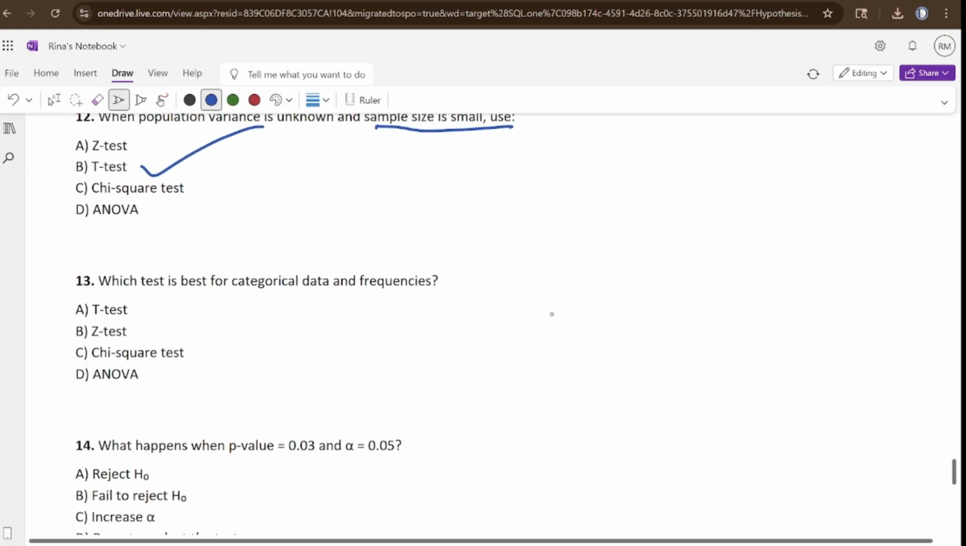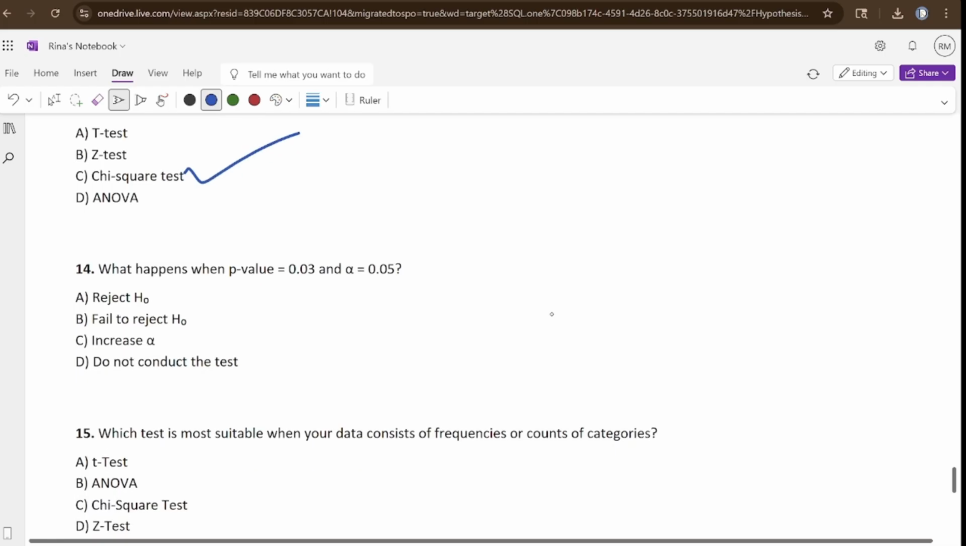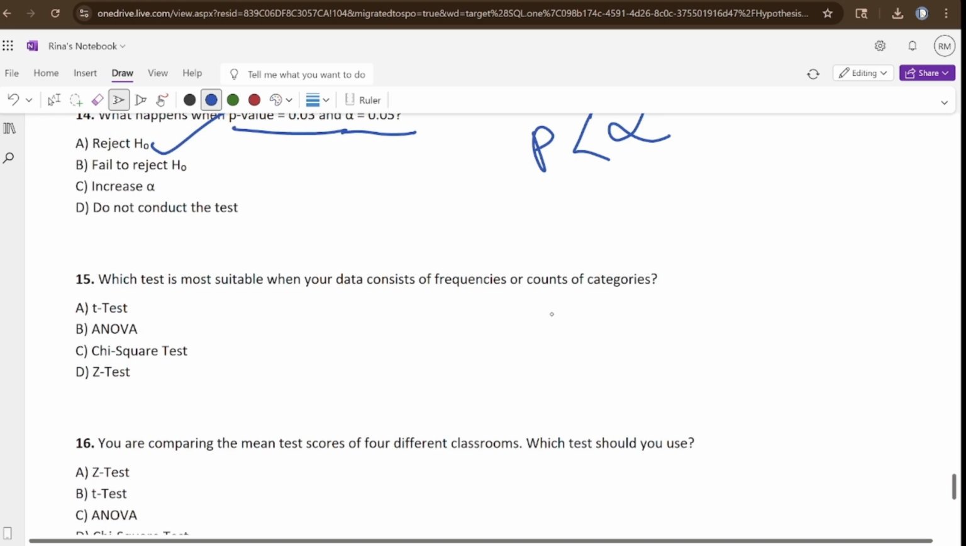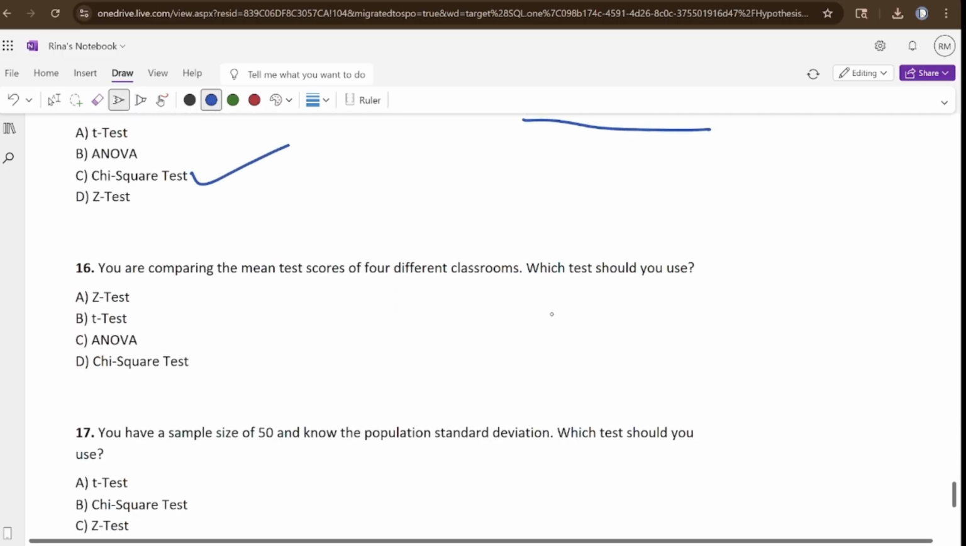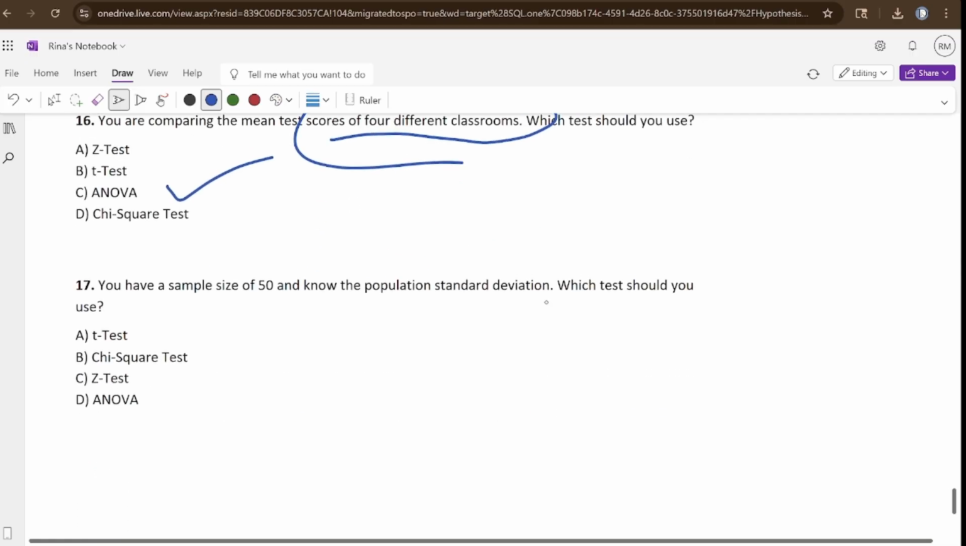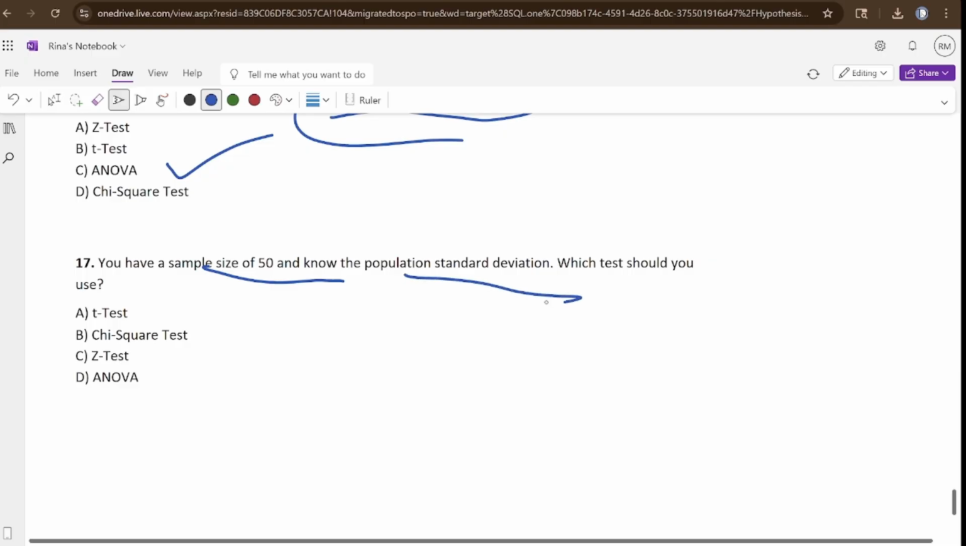Which test is best for categorical data? Chi-square. What happens when p-value is 0.03 and alpha? This is p less than alpha, then you reject null hypothesis. Which test is most suitable when your data consists of frequencies or counts of categories? Chi-square. If you are comparing the mean test score of 4 different classrooms, then which one will you use? ANOVA, more than 2. The sample size is 50, population deviation known, then you will go for G test.